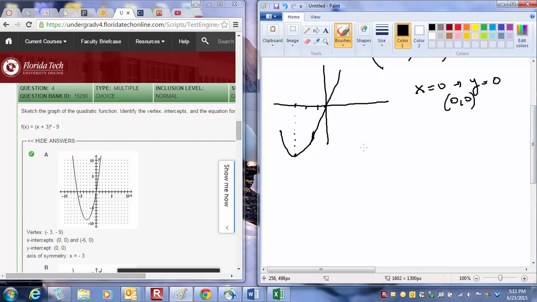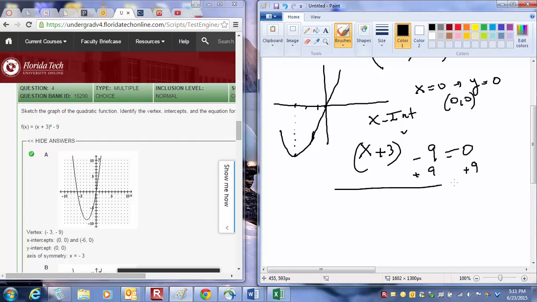To find the x-intercept, what we can do is equate the whole equation to 0, or put y equals 0. We end up with (x plus 3) quantity squared minus 9 equals 0. Again, we're trying to find the x-intercept. We substitute y equals 0, add 9 to both sides. We're going to use the square root property here. So we have (x plus 3) quantity squared equals 9.